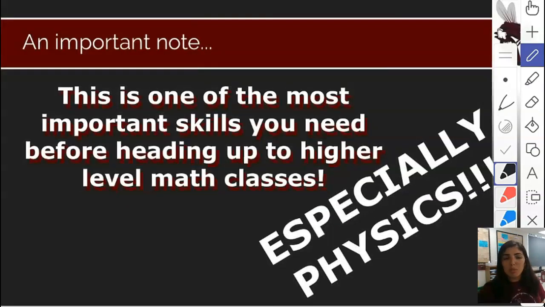This is another one of those important skills you need before heading up to higher level classes. It's important in Algebra 1, but is especially important when you get into your science classes that require math, especially physics. If you can master this skill for physics or chemistry, the physics and chemistry becomes a lot easier since it's a math-based science. So looking at rewriting equations, understanding how inverse operations work with numbers and inverse operations work with terms is especially important for those upper level math classes and upper level science classes.